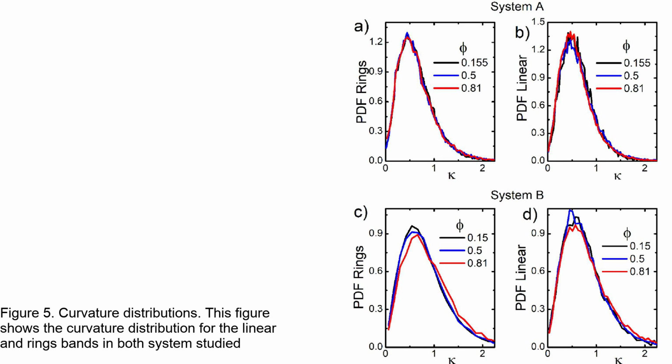Significance. Figure 5 provides insights into the structural differences between rings and linear bands in ring linear mixtures of rubber bands. It shows that the curvature distribution of linear bands is relatively unchanged by the presence of rings, indicating that linear bands do not significantly influence their own conformation within the mixture. On the other hand, the curvature distribution of rings does show some variation with the fraction of linear bands, suggesting that the presence of linear bands affects the conformation of the rings.